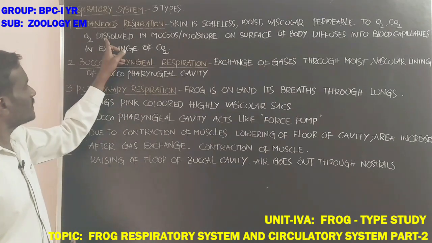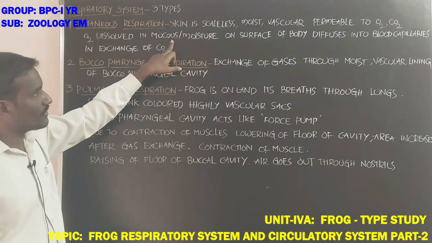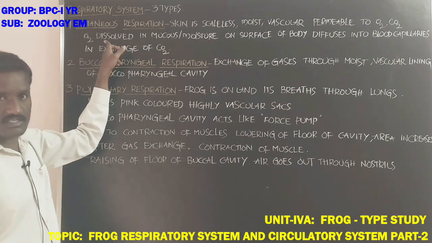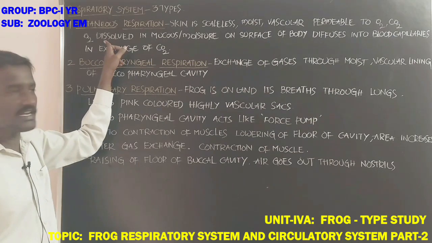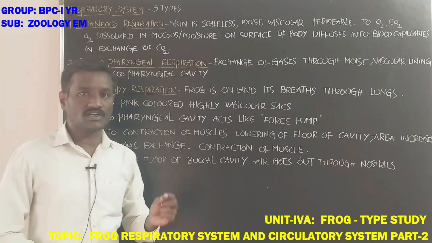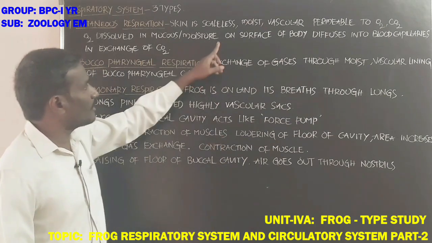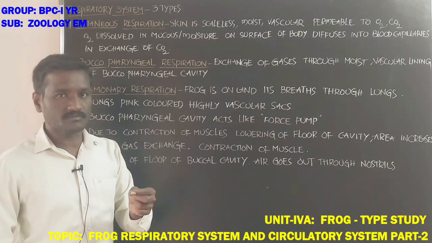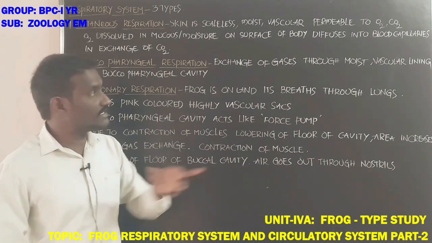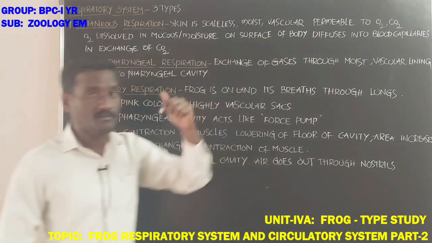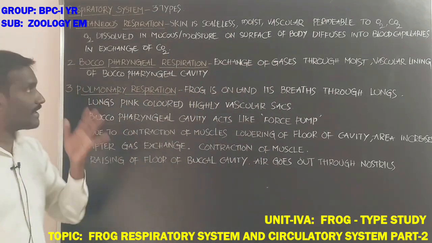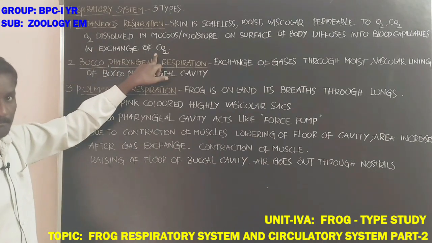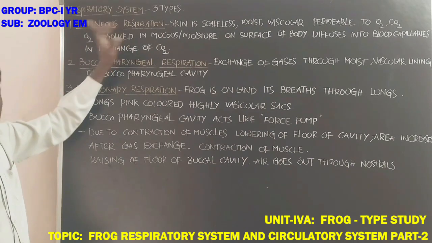Students, next, oxygen dissolved in the mucus on the surface of the body. Outer oxygen easily diffuses into the mucus on the skin and on the surface of the body, and from this mucus the oxygen diffuses into the blood capillaries, and leads to exchange of the carbon dioxide at the same time. This is about cutaneous respiration.